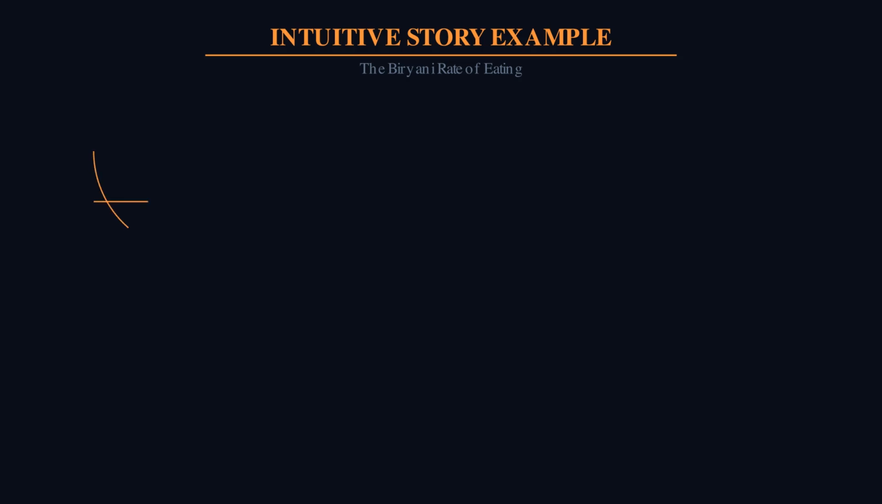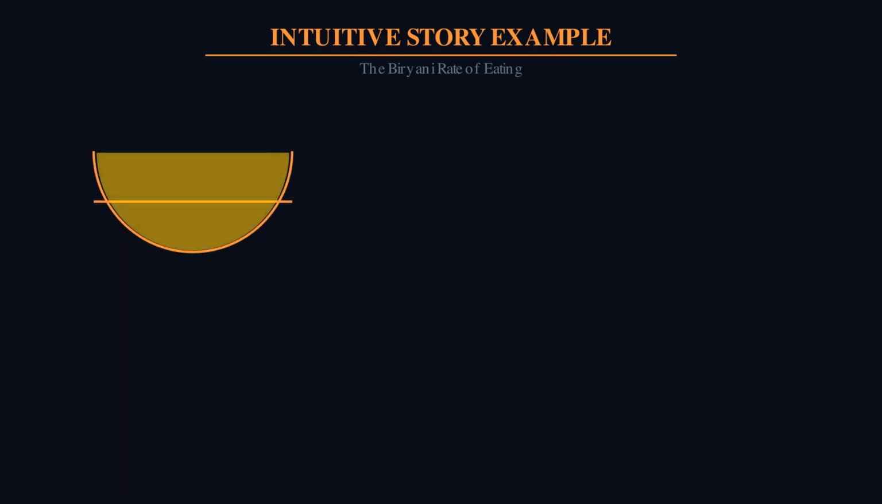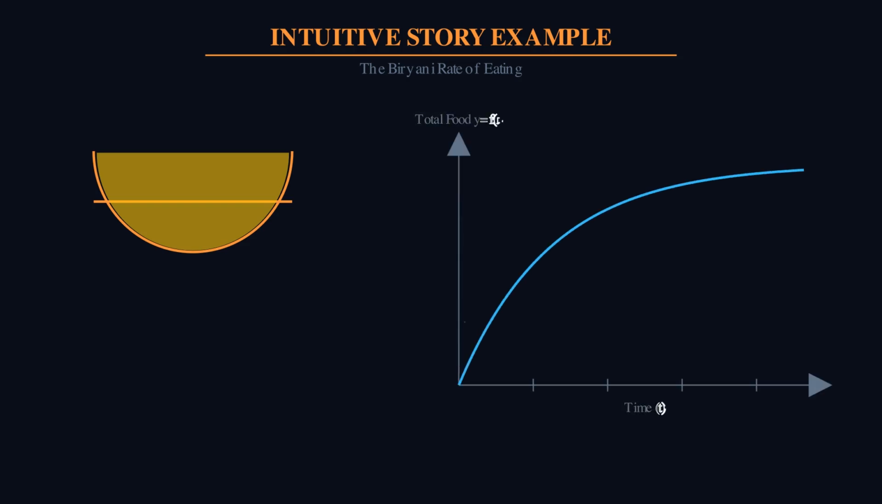Suppose you sit down to eat a big plate of biryani. At first, you are very hungry, so your eating rate is high. After some time, you become full and your eating speed decreases. If y represents the total food eaten, then dy over dt tells us how quickly that amount changes at any single moment.